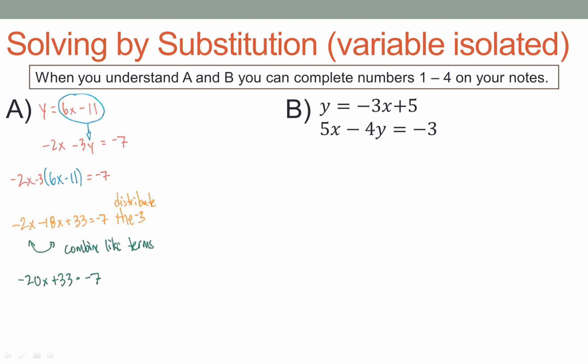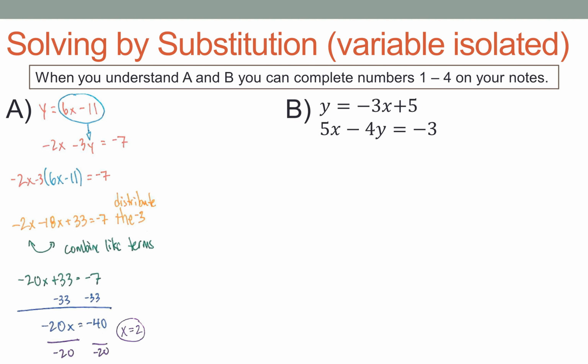And now this goes all the way back to chapter 1 and solving two-step equations. Boom. Subtract the 33 from each side to isolate the variable, divide by the coefficient, which is negative 20, to isolate the variable, and now I've got x. X is equal to 2. If I subtract the 33 from each side, I have negative 20x is equal to negative 40. Divide both sides by negative 20, x is equal to 2. Now what do I do? I'm not done.